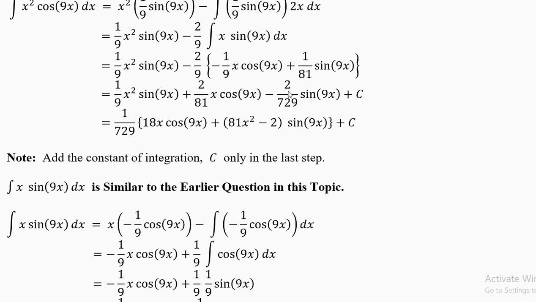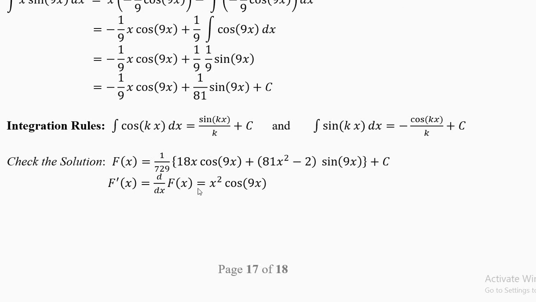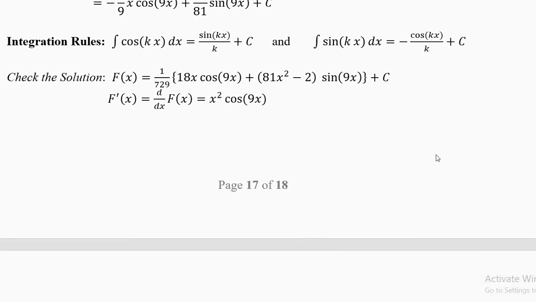And you will also get this minus 2 from here, so it will become 81 x squared minus 2 sine 9x, and cosine is alone, you multiply it with 9, 2 into 9 is 18, you will have 18x cos 9x. You can write it in any order, first cosine or first sine, both are fine. Again, differentiate your answer and check, and remember when you integrate cosine you get plus sine, and when you integrate sine you get minus cosine with that 1 over k outside.